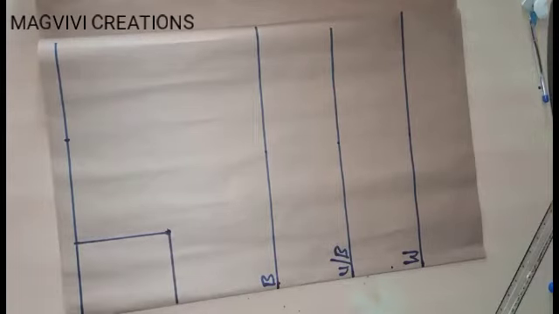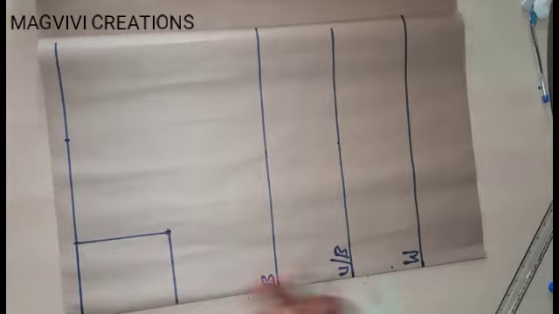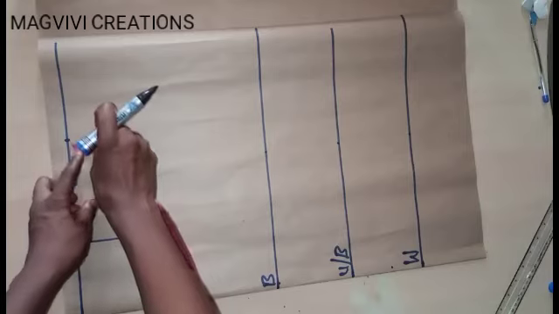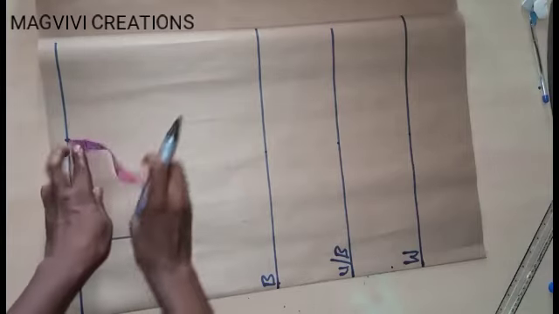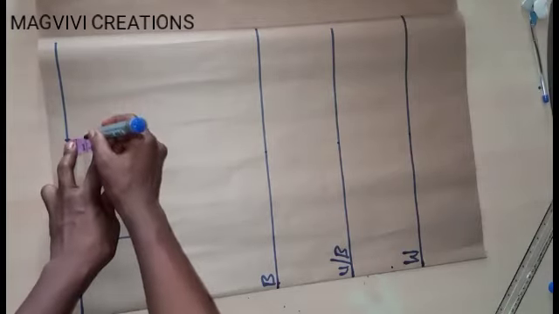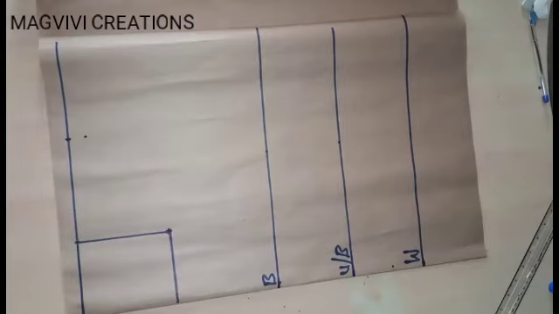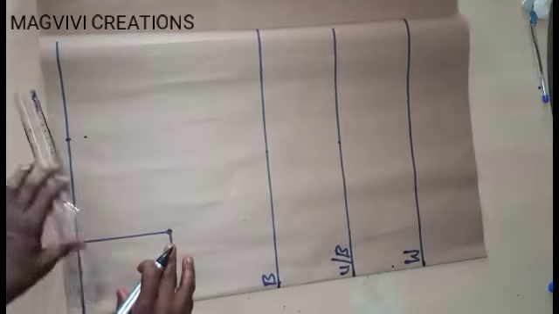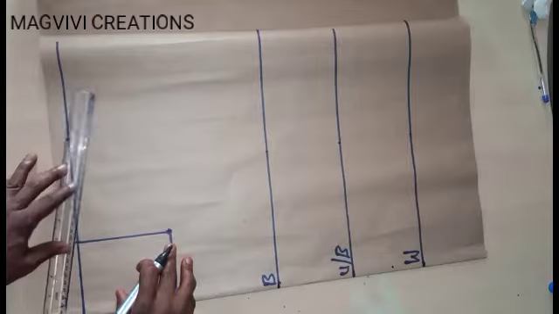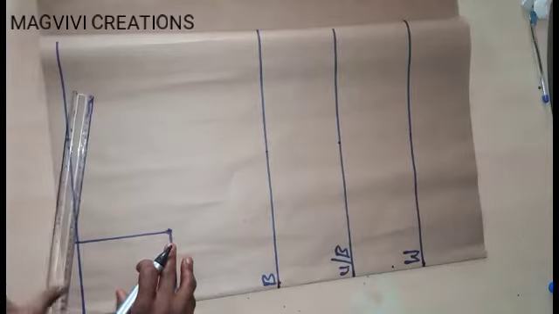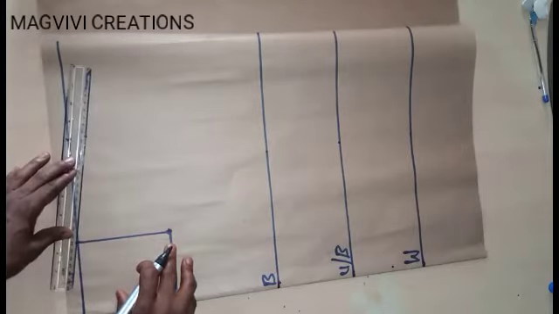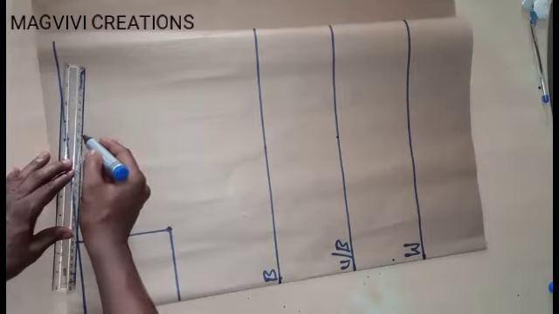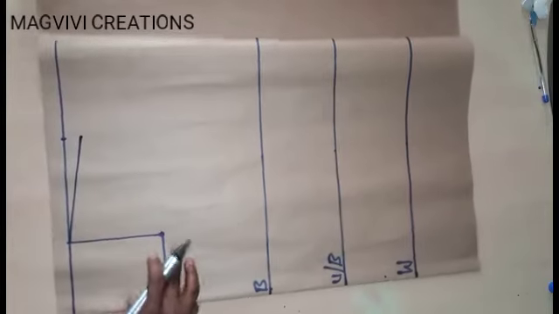Having done this, from this shoulder point, we always create our shoulder slant. We have to step down because the shoulder is not straight. You have to create your shoulder slope. So you come down by 1 inch, then you connect it to the neck width, like so. You have it there.